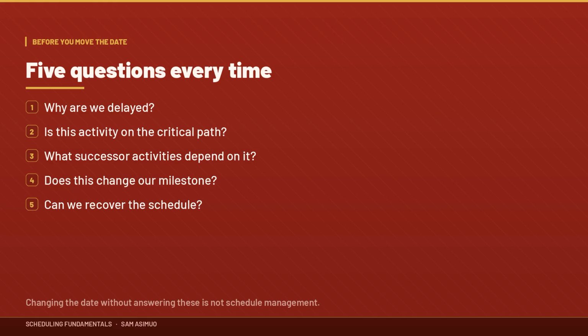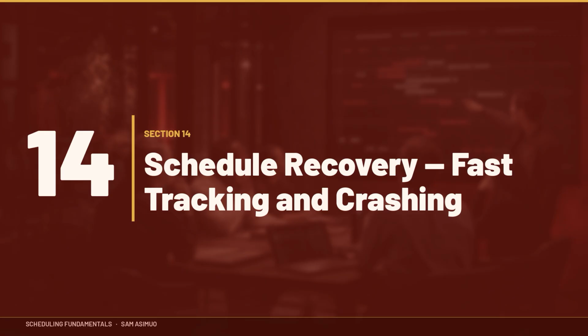Don't simply change September the 30th to October the 5th and move on. Ask, why are we delayed? Is this activity on the critical path? What successor activities depend on it? Does this change our milestone? Can we recover the schedule? That is schedule management.